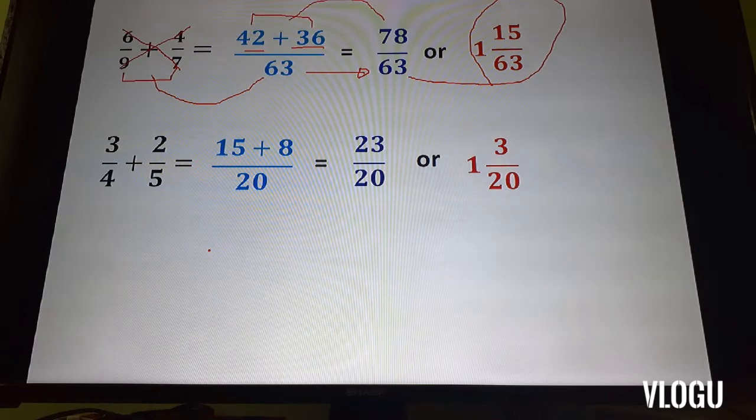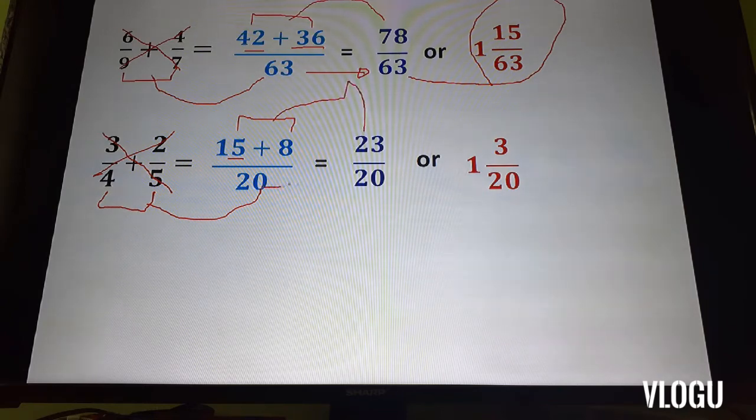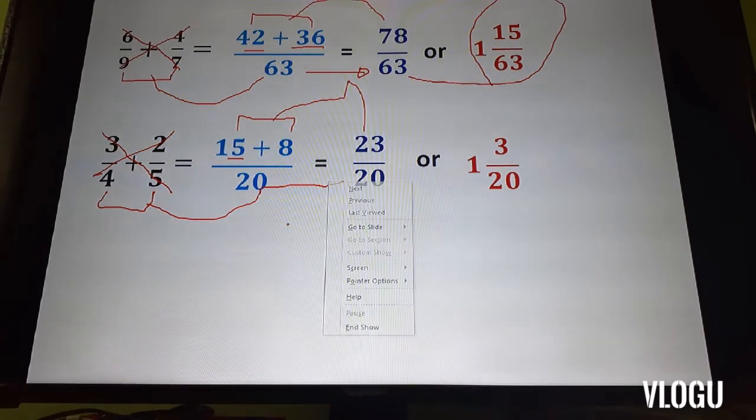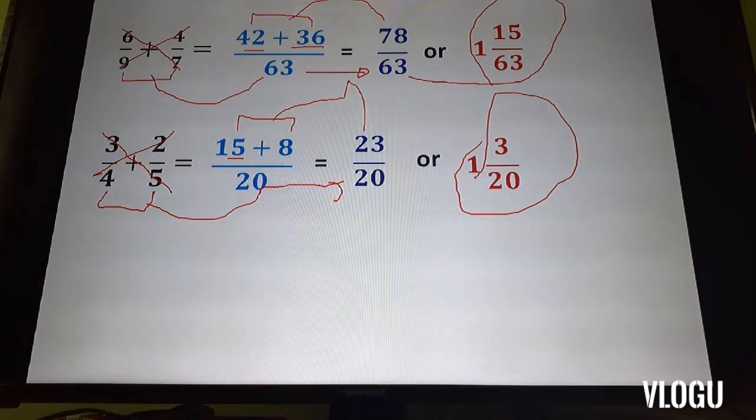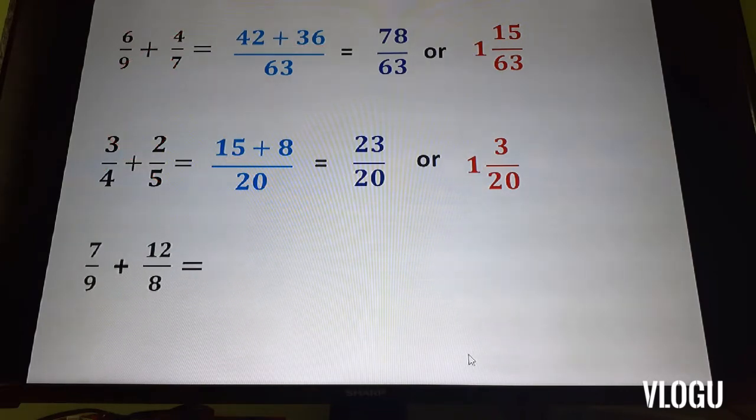But again, how? Well, this is just simple as this. You just multiply 4 times 5, that is equals to 20. We have to multiply 3 times 5, that is equals to 15. We have 2 times 4, that is equals to 8. Just add 15 and 8, that is equals to 23. Just copy the denominator, that is equals to 20. And simplify 23 over 20, that is equals also to 1 and 3 over 20, which is our final answer.